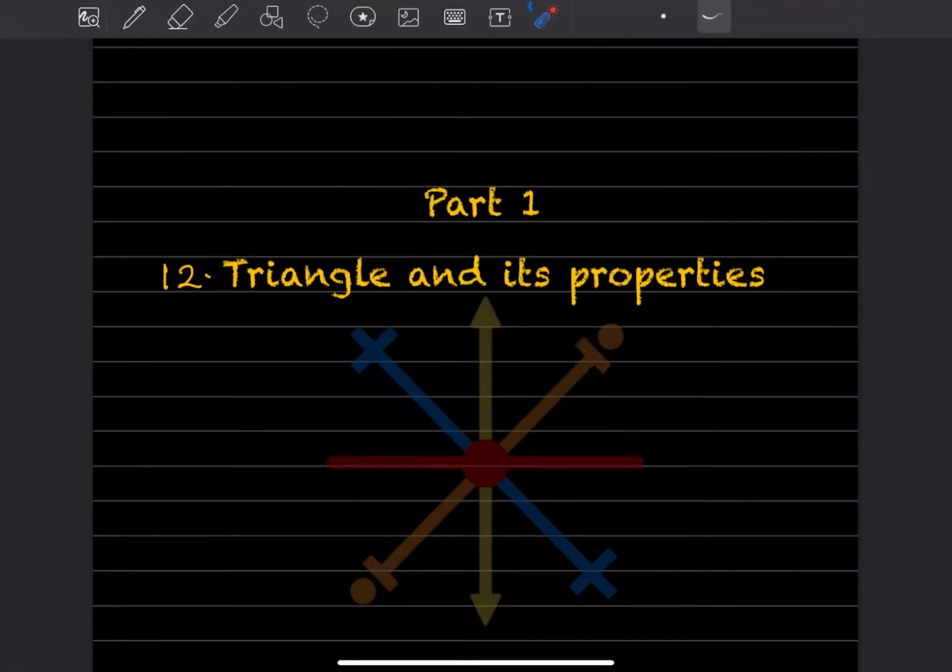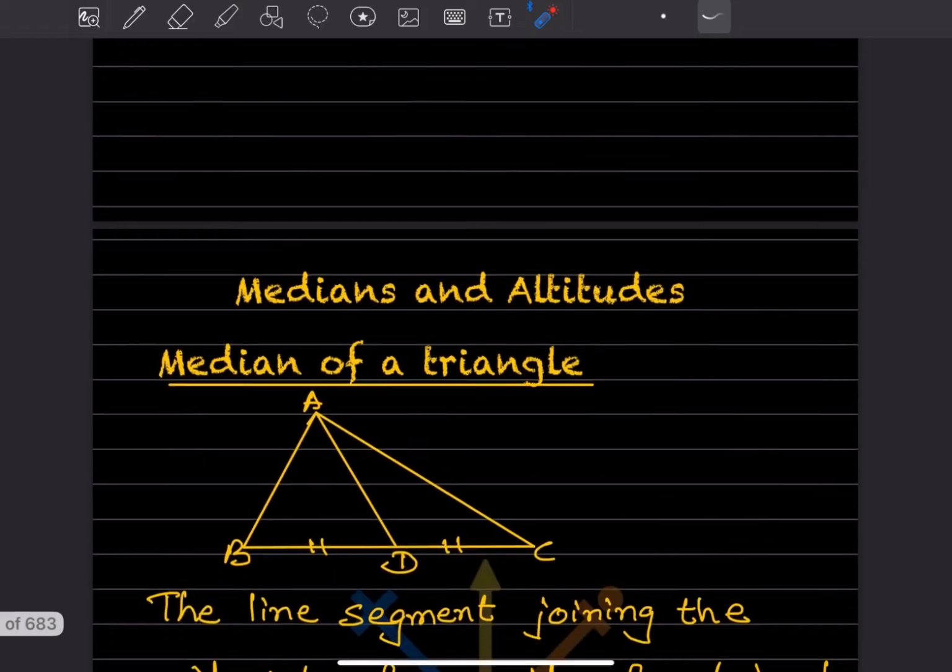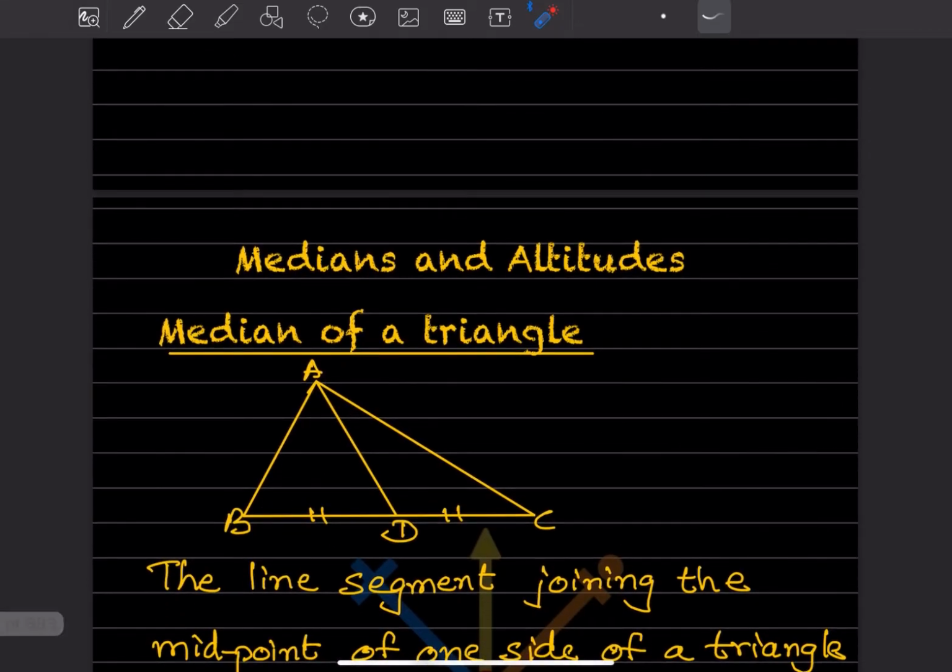So today we'll do part 1 of the new topic, that is the triangle and its properties. In this one, first we are going to see what are the types of triangles. You know this one, the equilateral triangle. In this one we can see that all the sides are equal. Then the isosceles triangle, in this we can see these two sides are equal.